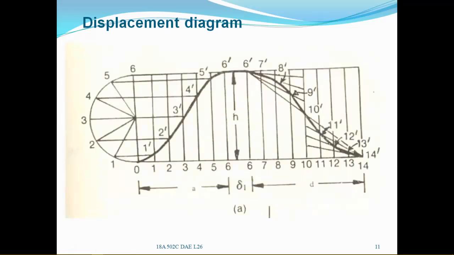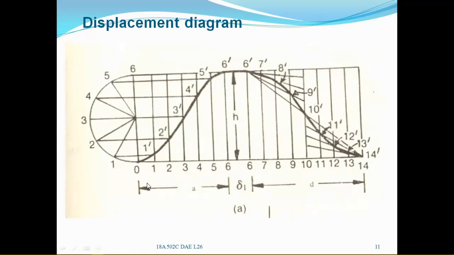So here is a different problem, and it is a different method also. Here we can see that for the outstroke 0 to 6, it is by using the simple harmonic motion method, whereas this will be different, that is uniform acceleration and retardation.